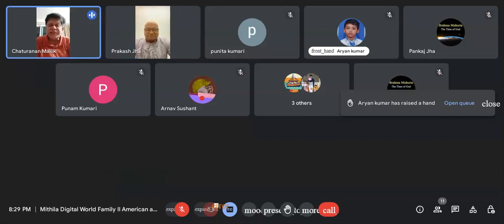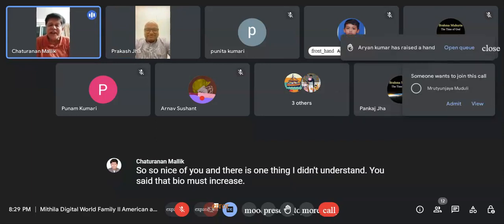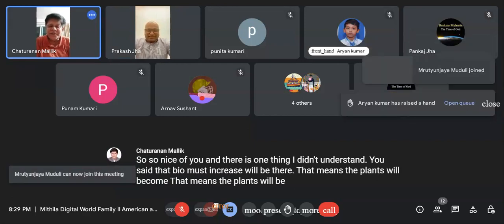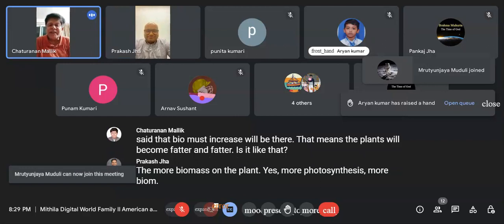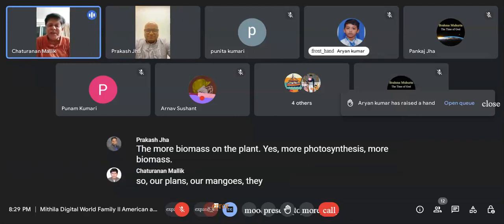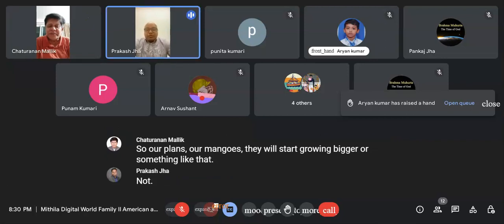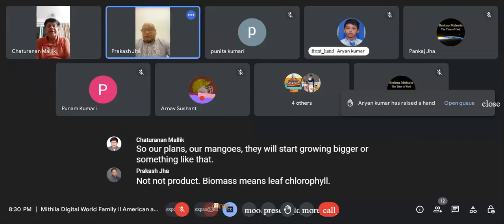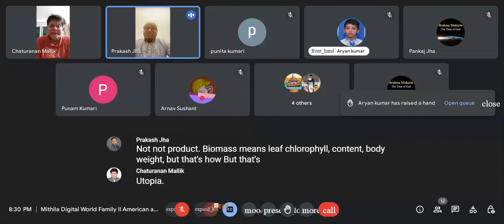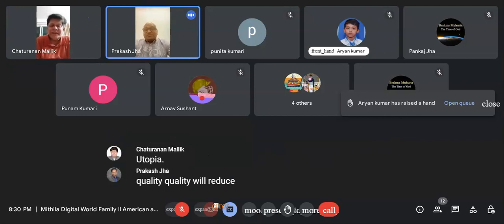And there is one thing I didn't understand. You said that biomass increase will be there. That means the plants will become fatter and fatter? Is it like that? More biomass on the plant, yes. More photosynthesis, more biomass. So our plants, our mangoes, they will start growing bigger or something like that? Not product. Biomass means leaf chlorophyll content, body weight. Okay. That's how compensation in the quality will reduce. The yield products will reduce.